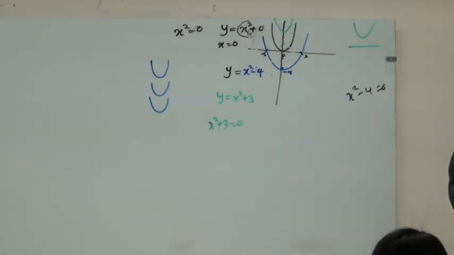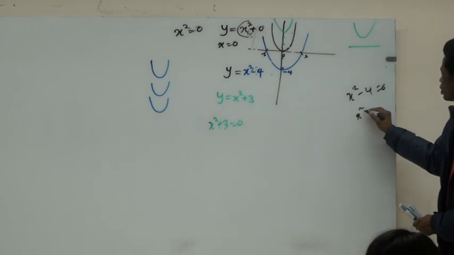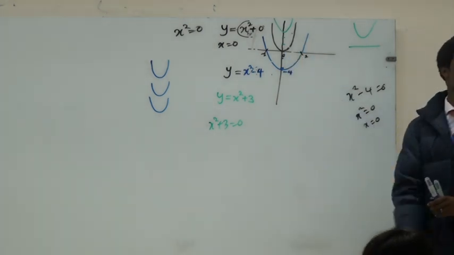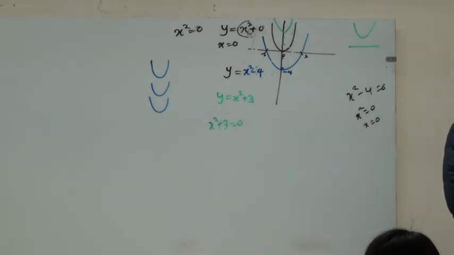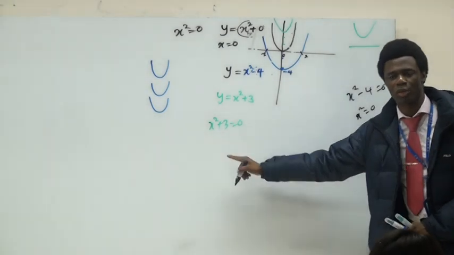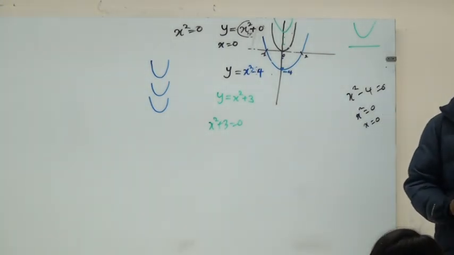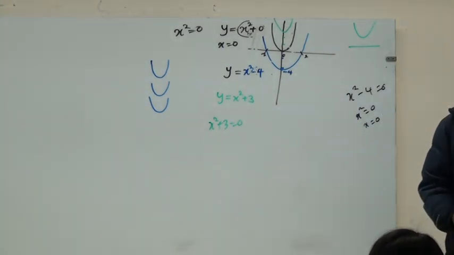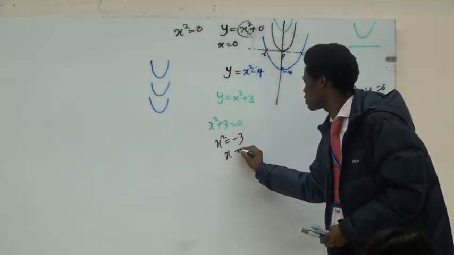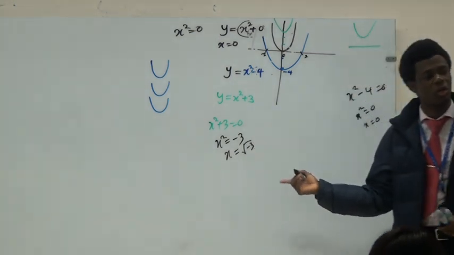Does that make sense? For x squared is equal to 0, the only thing you get is x is equal to 0, so the only point touching the x-axis is 0. Does that make sense? But for x squared plus 3 is equal to 0, what do you think happens? x is plus or minus... You cannot find the square root. So it's going to be x squared equals negative 3, and x is equal to the square root of negative 3, which is a complex number.